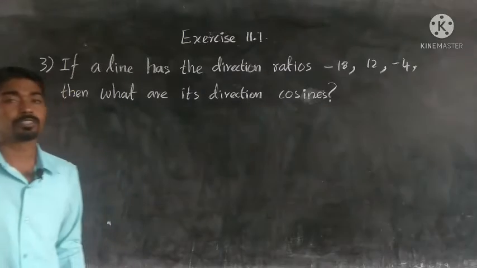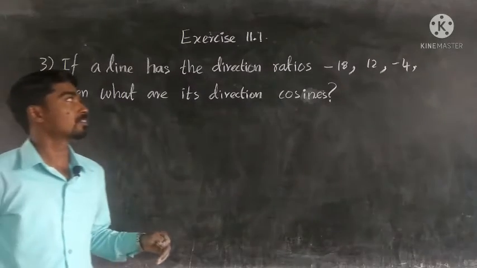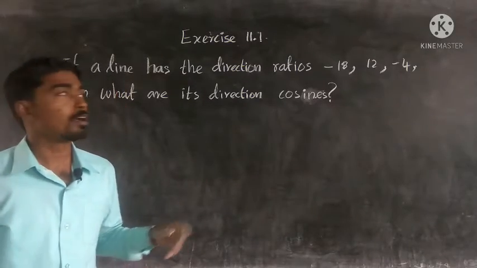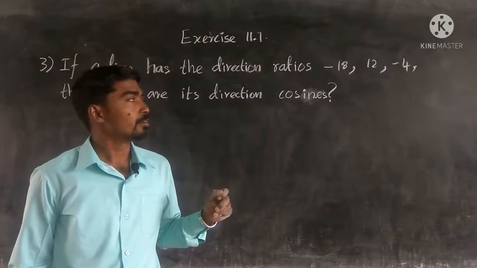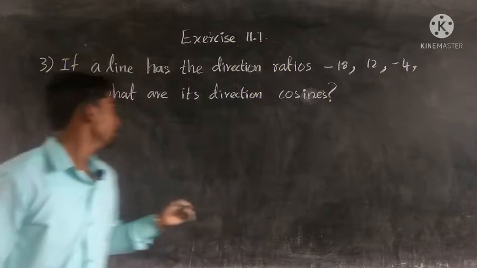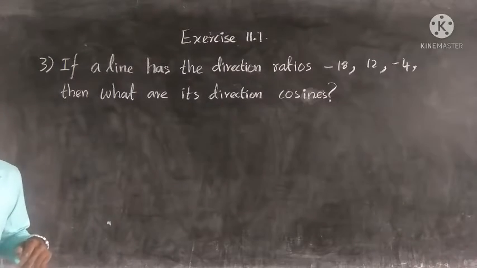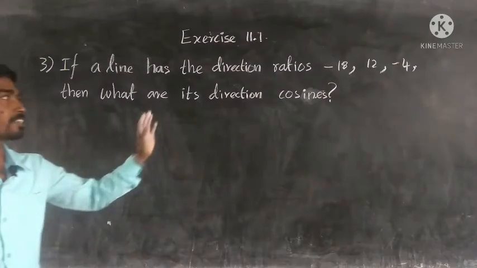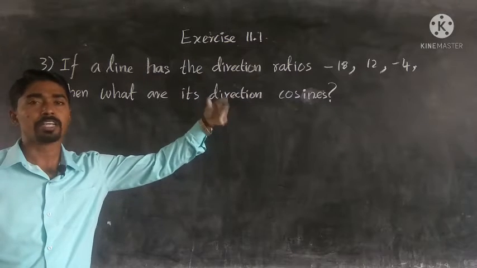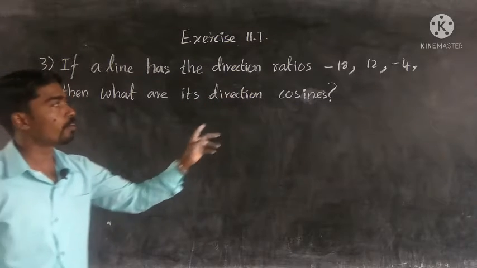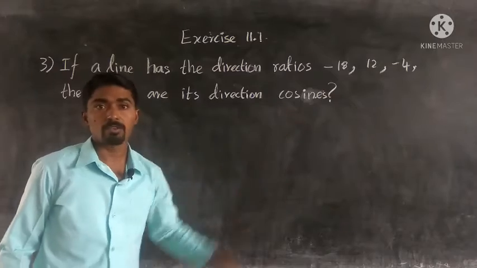Next question, question number 3. If a line has the direction ratios minus 18, 12 and minus 4, then what are its direction cosines? Here direction ratios are given. By using direction ratios we are going to find direction cosines.